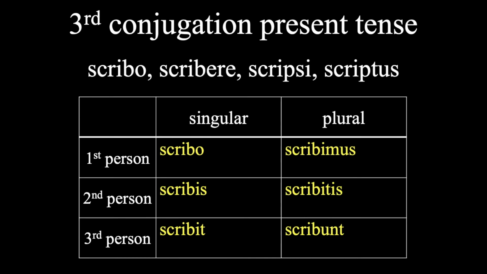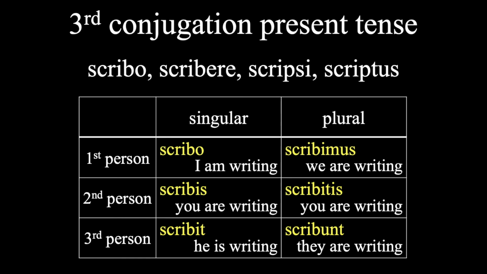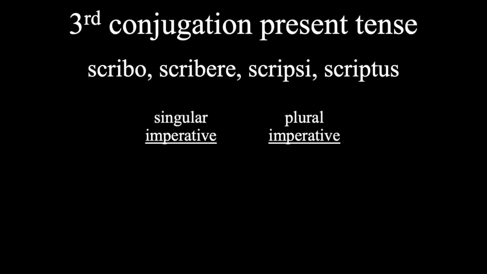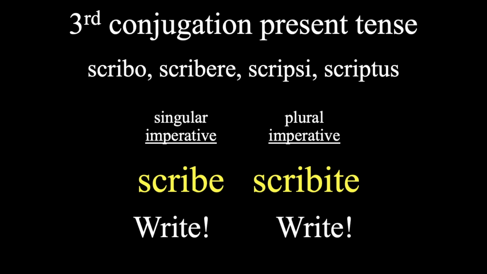The English meanings will follow the same pattern as before, so we have I am writing, although I write would be just as acceptable. Then you are writing, he or she is writing, we are writing, you are writing, and they are writing. For the imperatives, we'll again drop the RE and get scribe, meaning write. For the plural, we will again shorten the E to an I, add the ending, and get scribite, which again means write. And that is it.